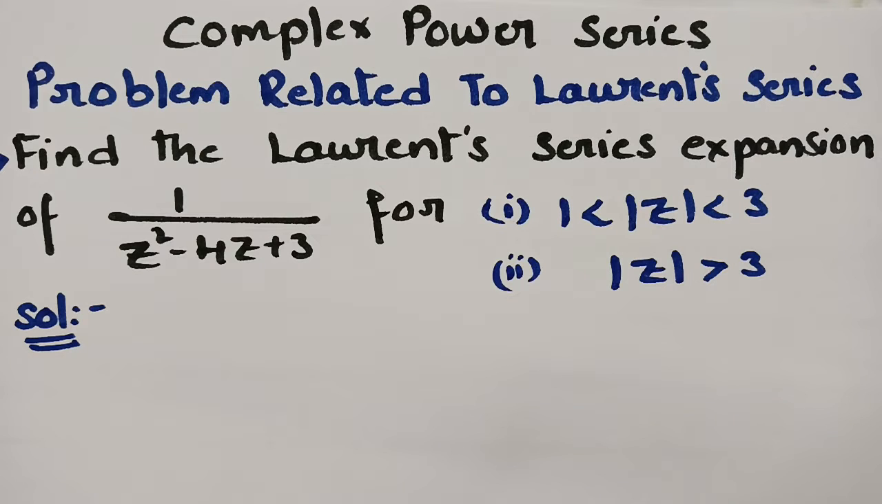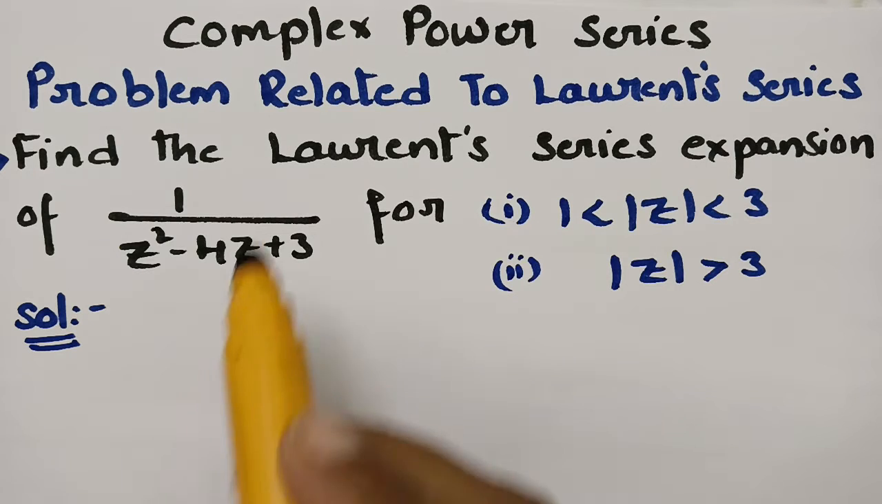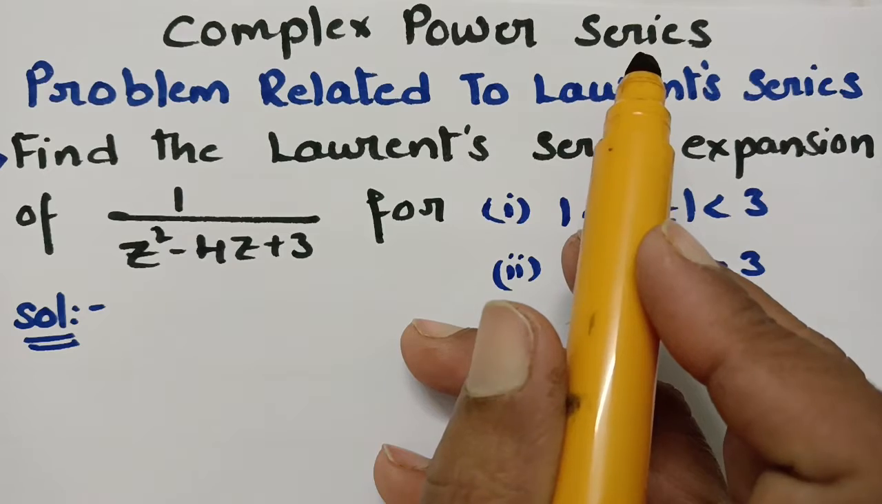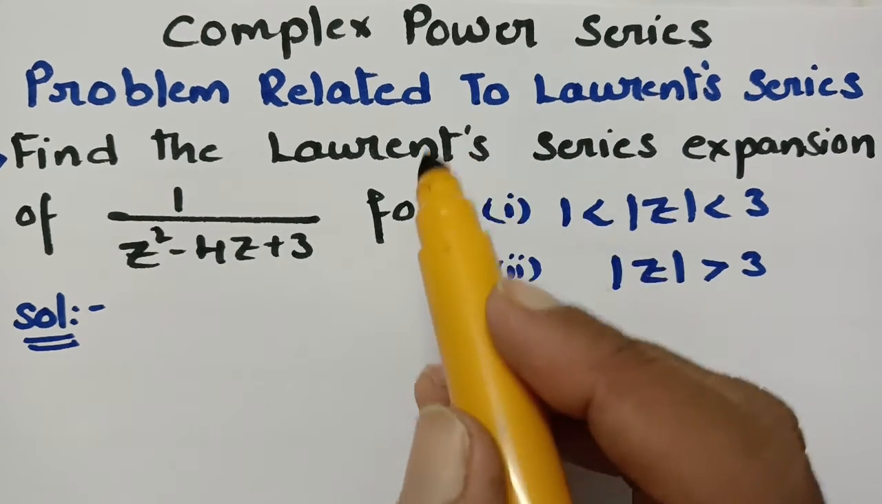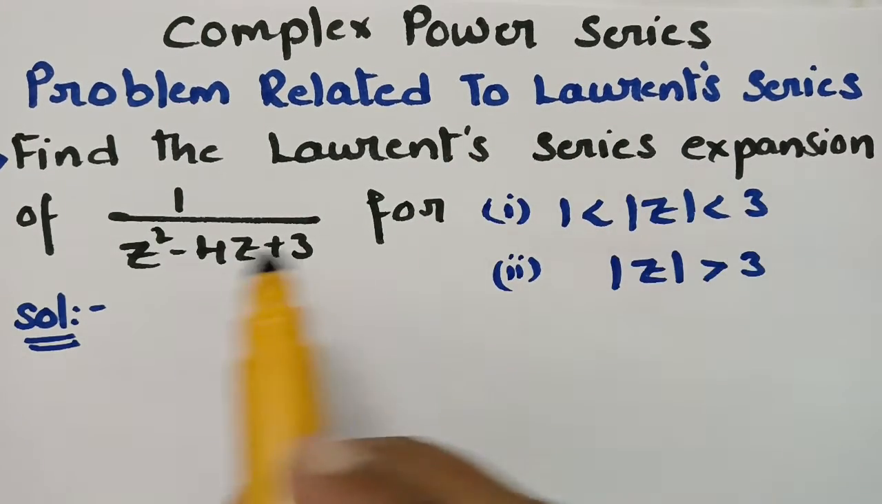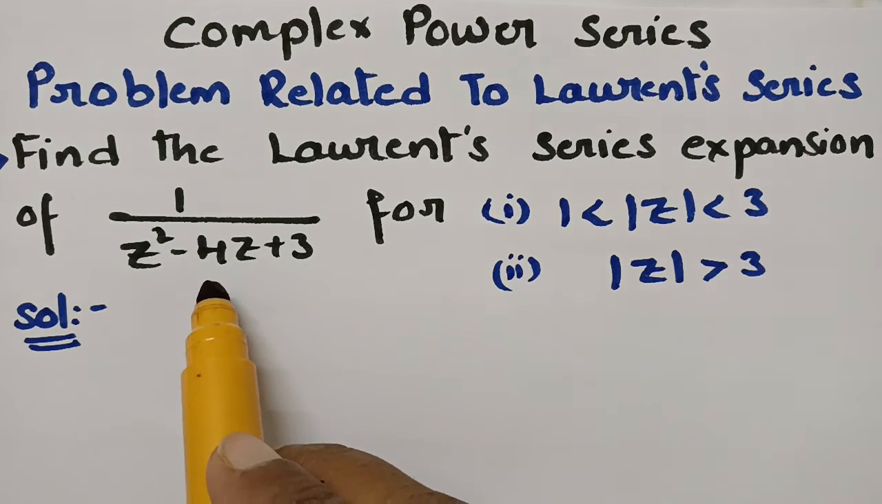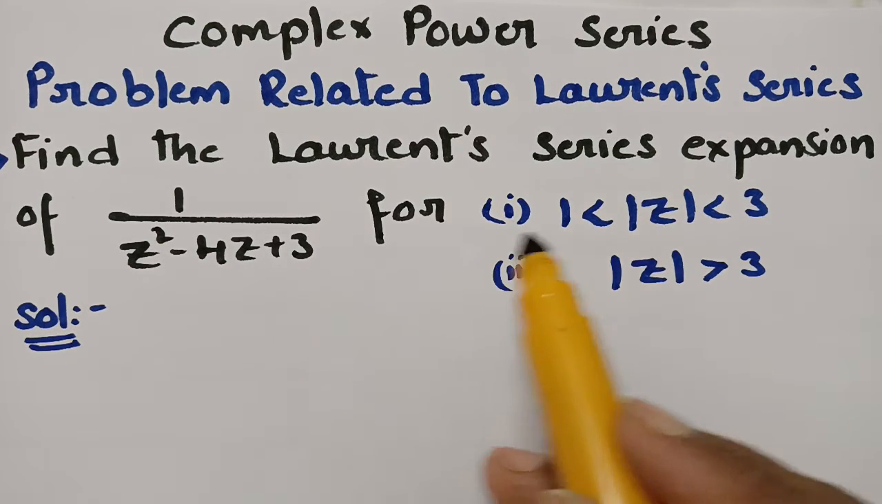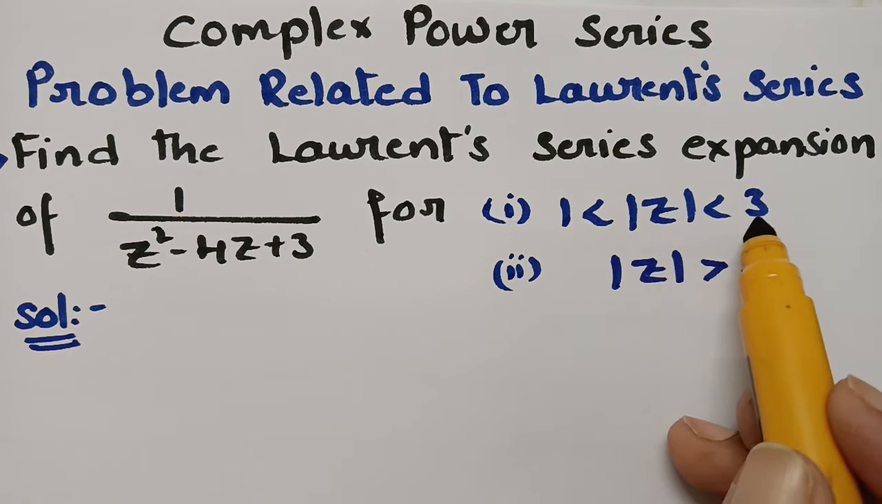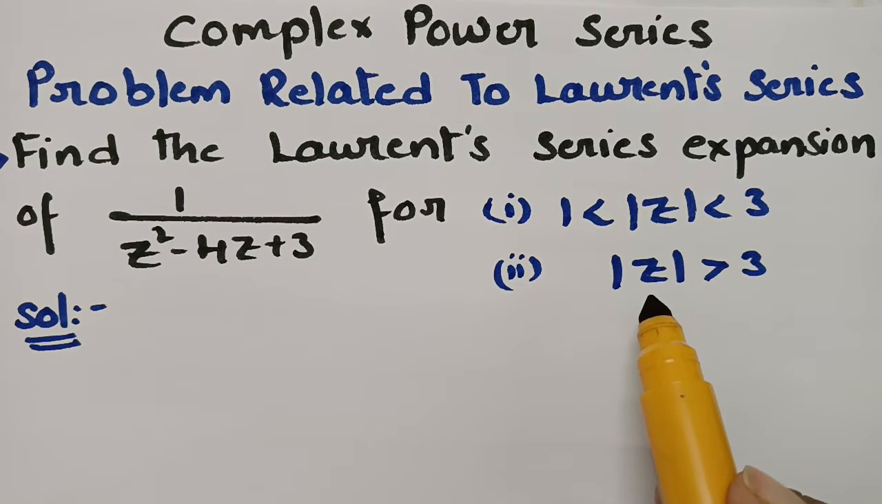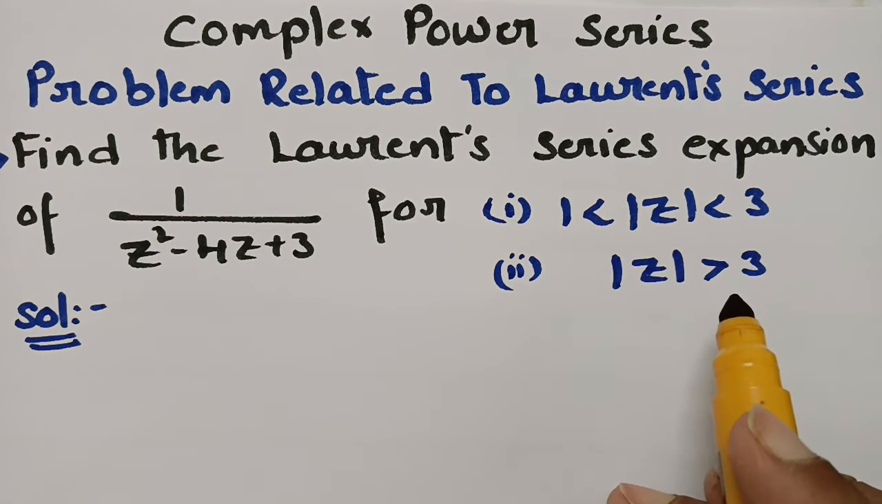Today's video is on the problem related to Laurent series, and this topic is from complex power series. In today's video we are going to find the Laurent series expansion of 1 by z square minus 4z plus 3 for the region 1 less than mod z less than 3, and the second region is mod z greater than 3.